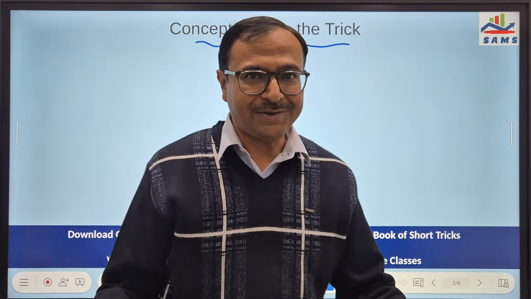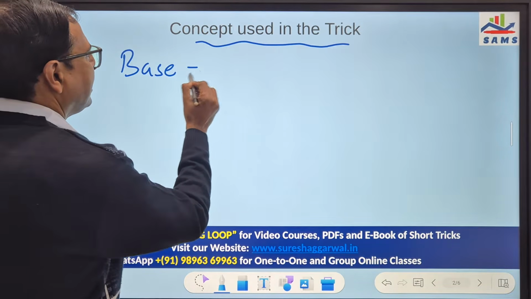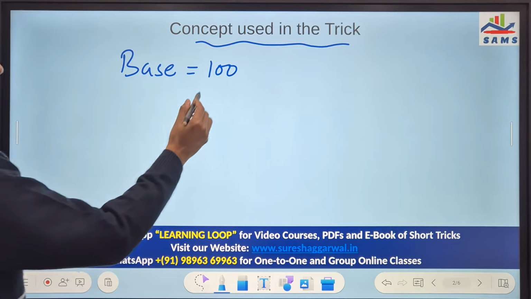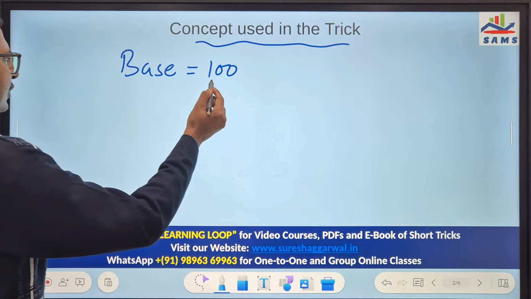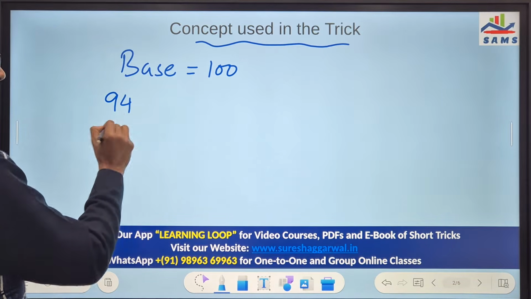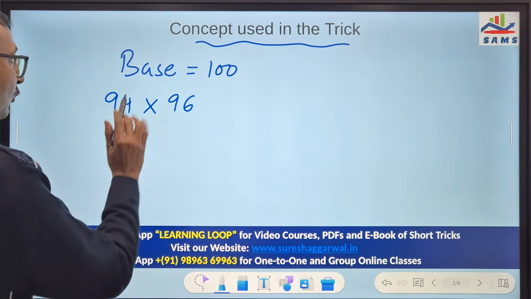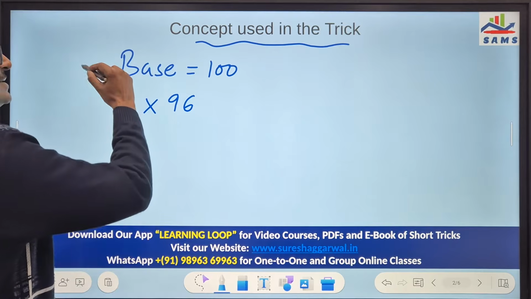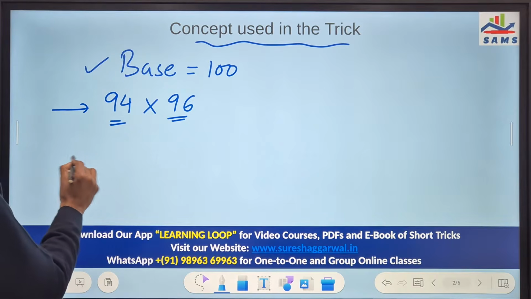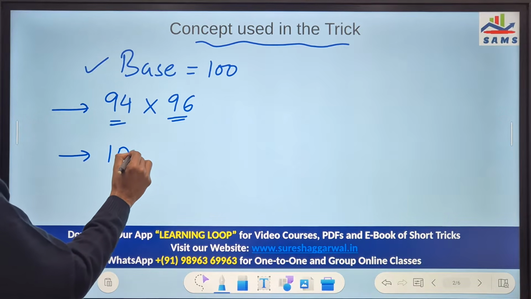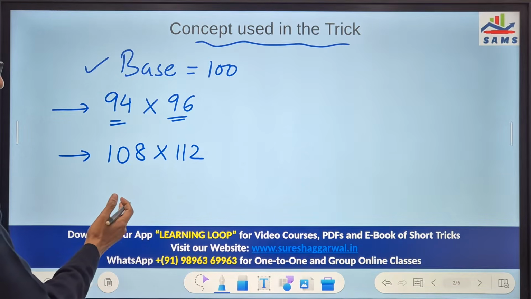What do we have to do in the trick? Now suppose we consider that two numbers have a base, say 100, and both the numbers are either below 100 or above 100. So let's take two numbers as 94 times 96. Now very easy to do this. What is the concept used in the trick? See, base 100 means both the numbers are near to 100. Both of them are below 100 here, and both of them are above 100, like if you do 108 times 112, both the numbers are above 100.